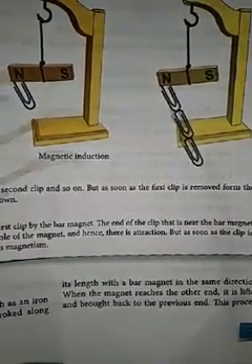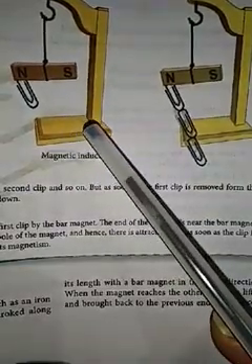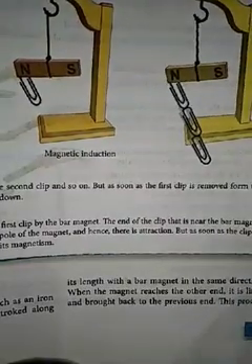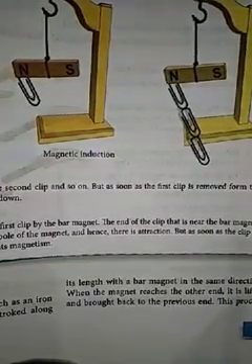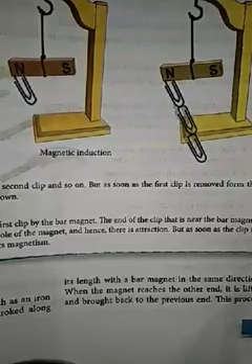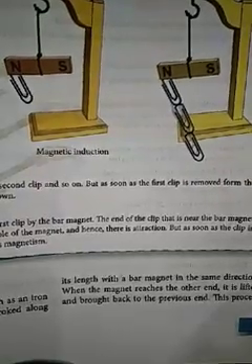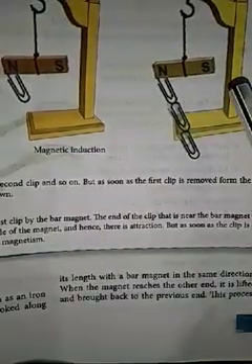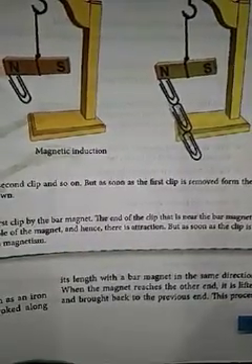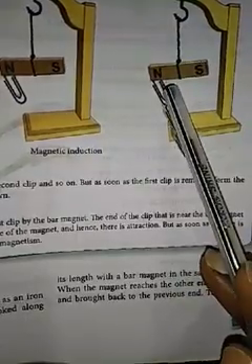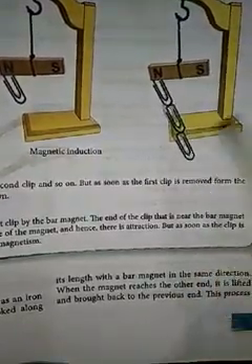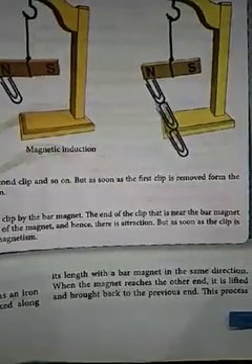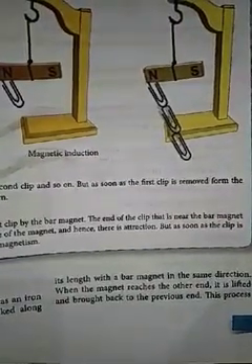Separate the very first clip from the magnet and observe how this affects the rest of the clips. Now you observe that the bar magnet attracts the first paper clip. This clip then attracts the second clip, and so on. But as soon as the first clip is removed from the magnet, the rest of the clips also fall down. This is the method of magnetic induction.